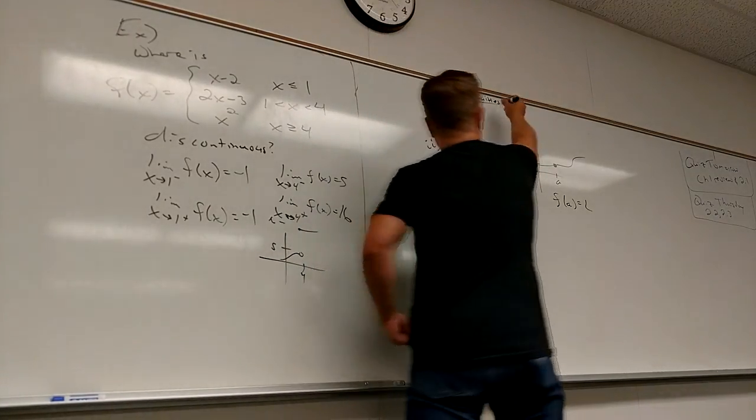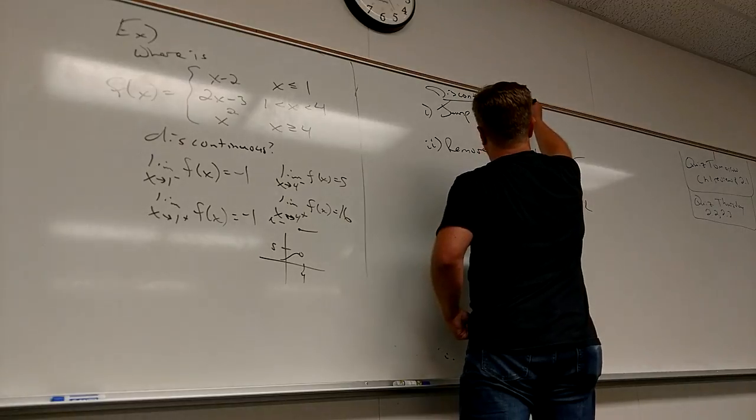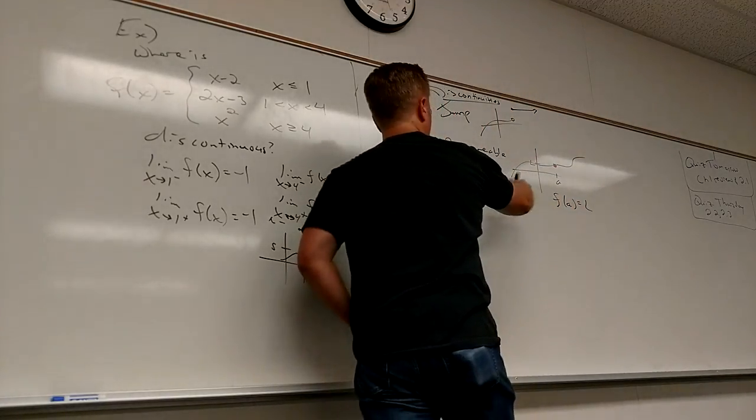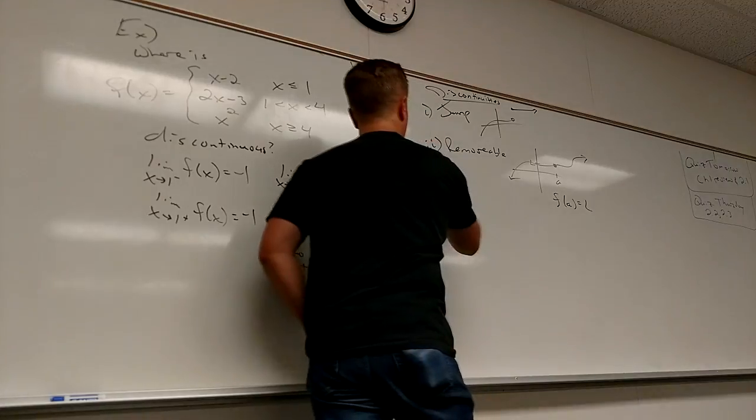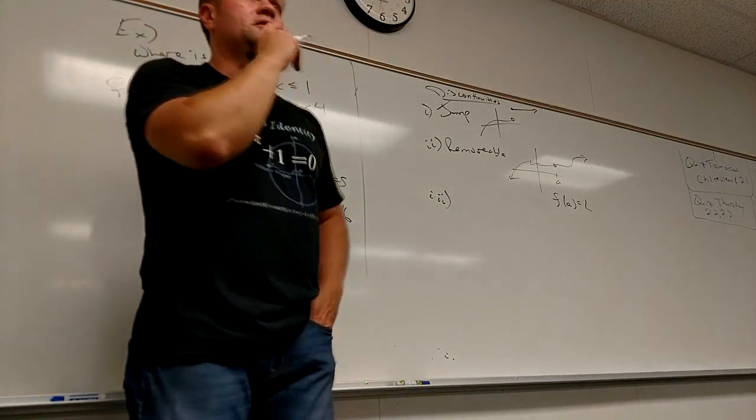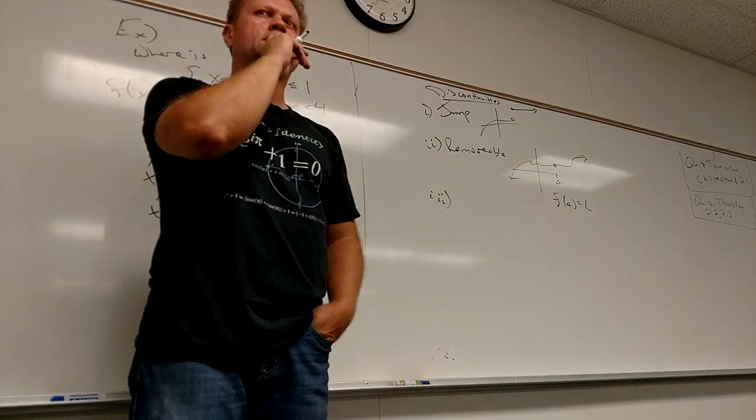So we got jump, and we got removable. What do you think the third kind is? Discontinuity of the third kind.